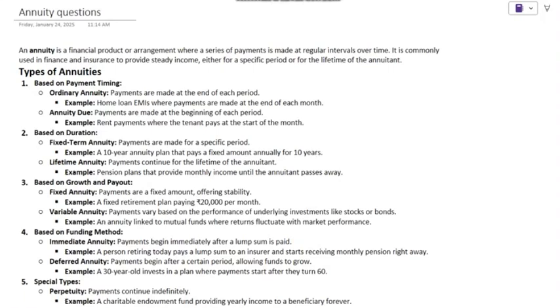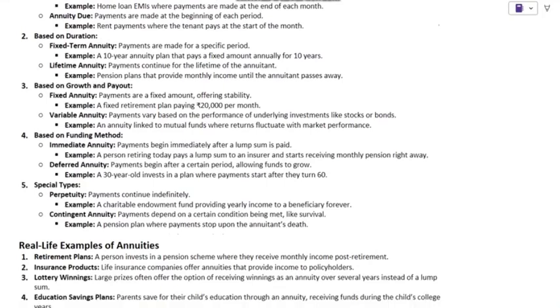Based on funding method, there is the immediate annuity. Payment begins immediately after a lump sum is paid. For example, a person retiring today pays a lump sum to an insurer and starts receiving monthly pension right away. Under a deferred annuity, payments begin after a certain period, which allows funding to grow. For example, a 30-year-old invests in a plan where payments start after they turn 60.